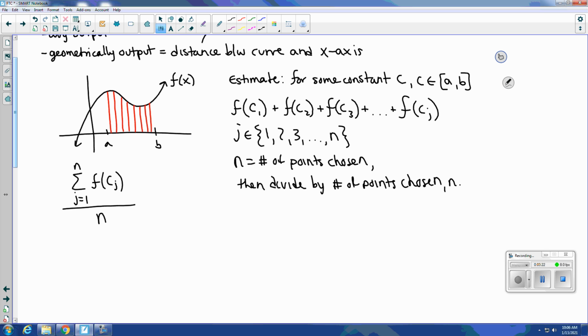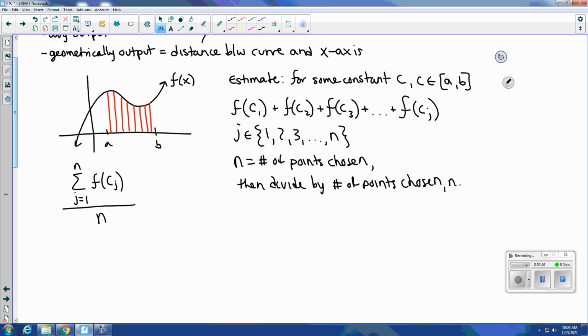Now, this is going to give us a rough estimate, and the more outputs we choose, the better the estimate is going to be. Much like our rectangular approximation methods, the more rectangles we used, the closer and closer to the actual area it got. So as we took the limit as n approached infinity, we got the exact area, and that's where our definition for the definite integral came from.